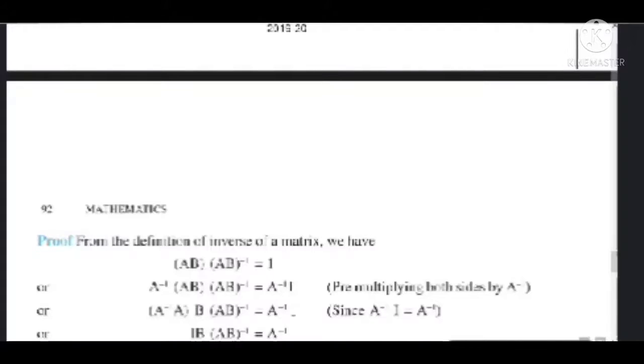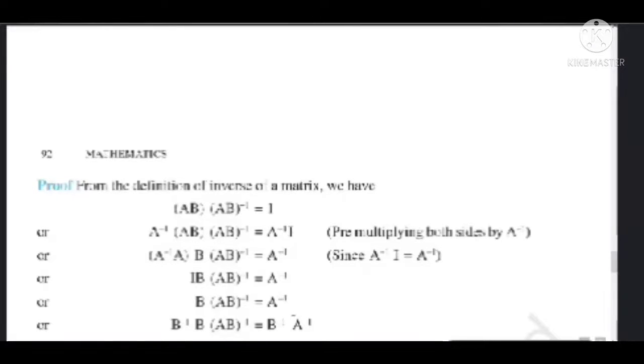Now A inverse I is equal to A inverse, because if you multiply the identity matrix with any matrix you will get the same matrix. A inverse A is always the identity, so you get I into B, into (AB) inverse, equal to A inverse. Now IB we can write as B only, because if you multiply an identity matrix with B you will get the B matrix only. So B into (AB) inverse equals A inverse.